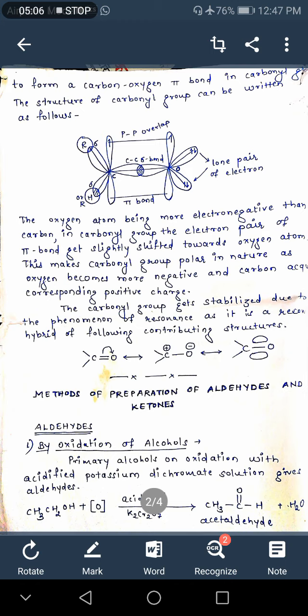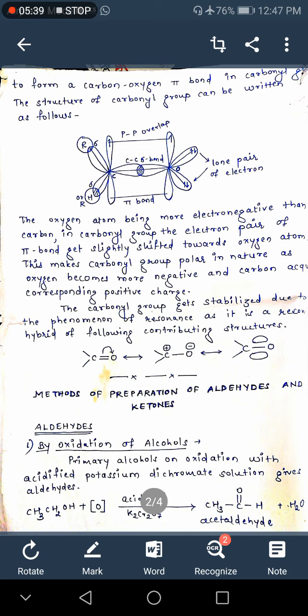Obviously it has a trigonal geometry and the bond angle is 120 degrees. Now this carbonyl group gets stabilized due to the phenomenon of resonance. You can see in the below structure that the electron gets shifted to oxygen, so carbon becomes positively charged and oxygen becomes negatively charged. So we can see the electron delocalization here, and that is why this carbonyl group is a stable group.